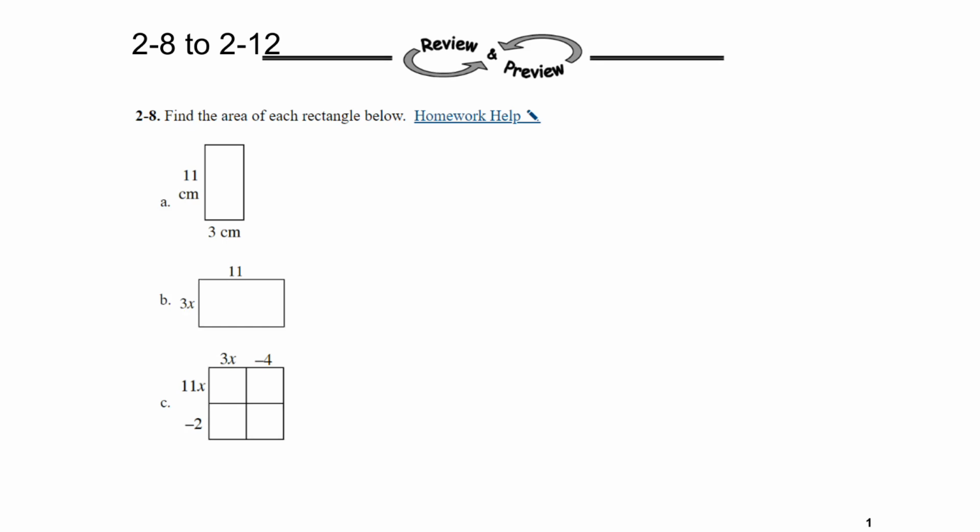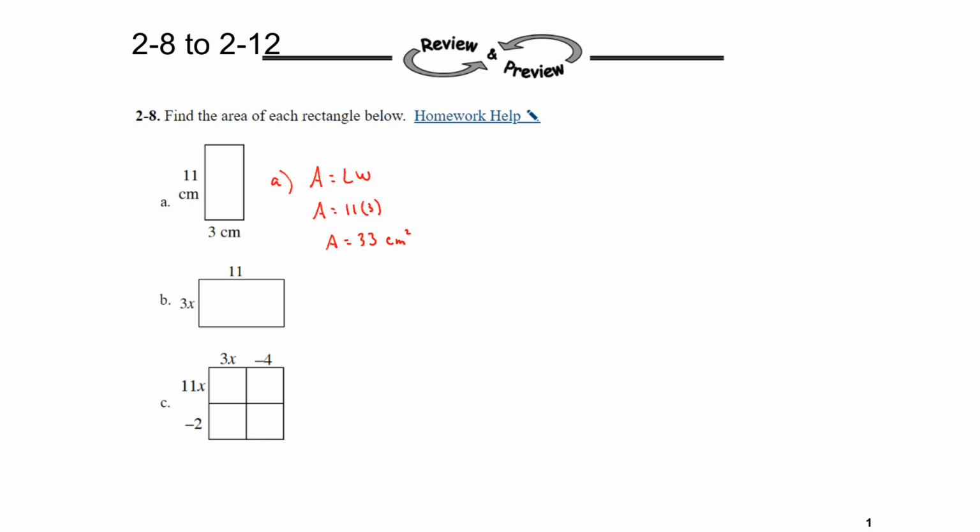Homework questions 8 through 12. Find the area of each rectangle below. So on part A, we have area is equal to length times width. So on this one, we have 11 times 3. So therefore, the area is 33 units squared, or squared units. In this case, it's centimeters, so we'll do centimeters squared.